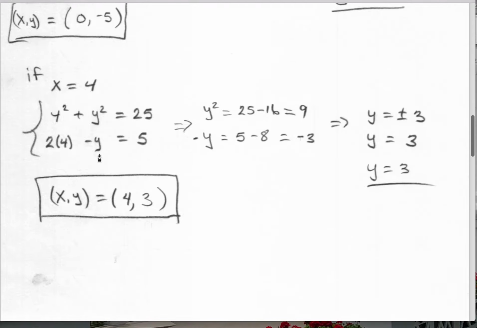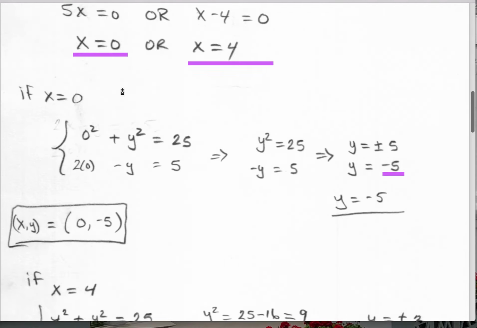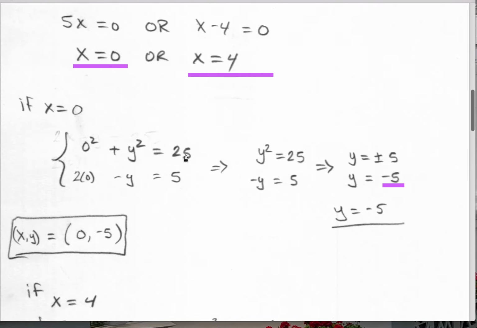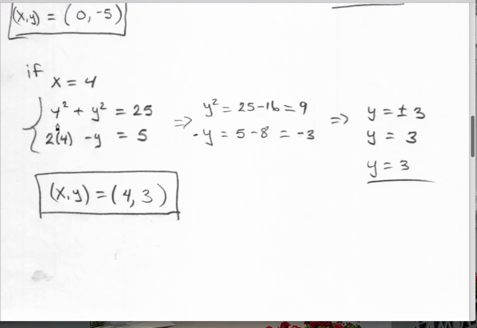So my other point is if x is equal to 4. What I do again is go back to my original equations, and wherever I see x, I put in 4. So 4 squared plus y squared equals 25, and 2 times 4 minus y equals 5, right? So I go all the way down here, and I did that. 4 squared plus y squared equals 25. 2 times 4 minus y equals 5.